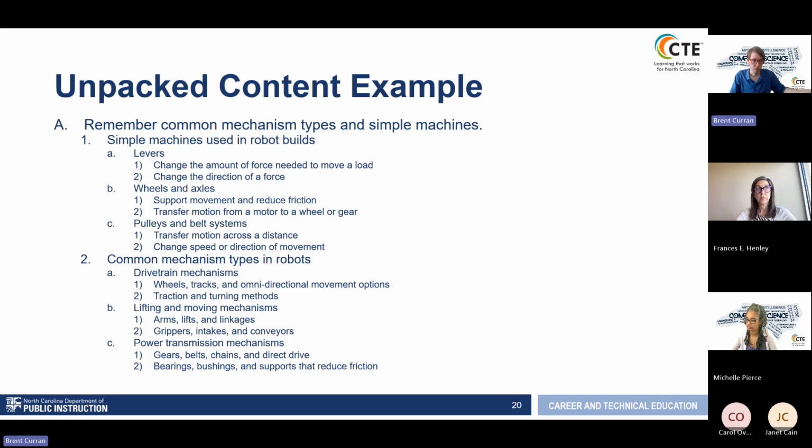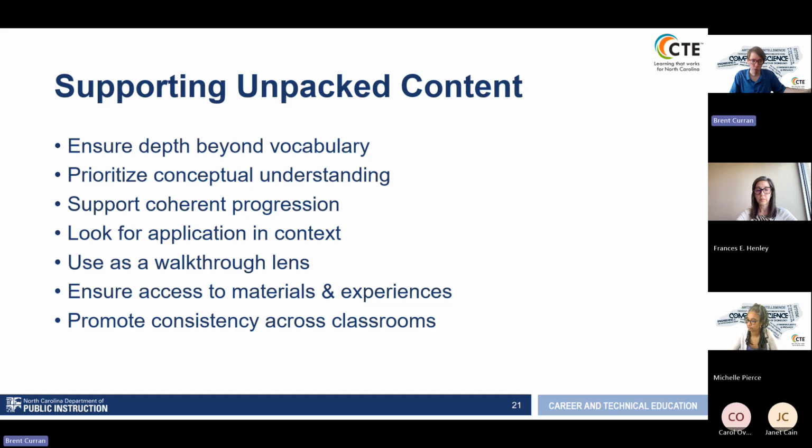What are the different types? I see levers, wheels, and axles. And we talk about common mechanism types in robots. And then it goes deeper down if the teacher doesn't know what that information is. This is for them to use to build their lessons, activities, and projects. So supporting unpacked content. Ensure the depth beyond vocabulary.